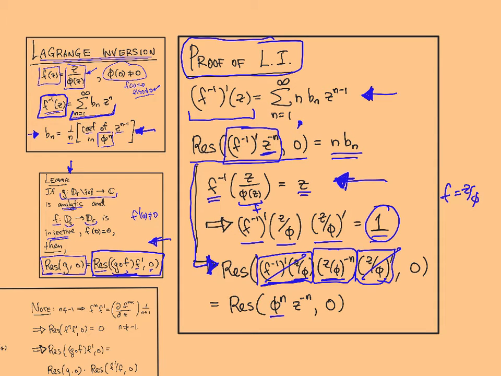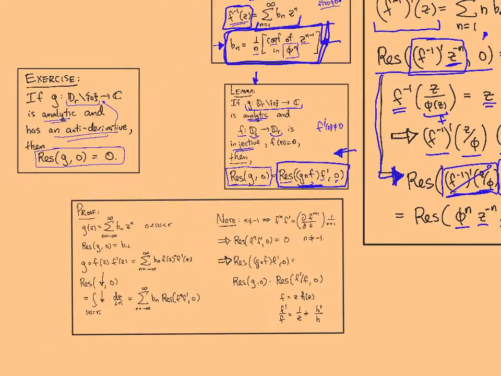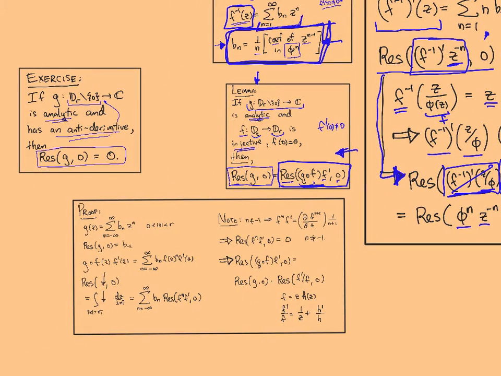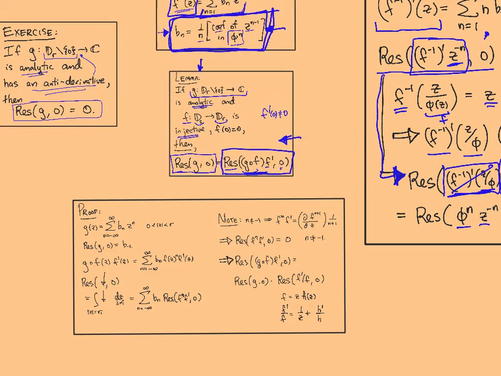which is phi to the n, z to the minus n, which gives me the z to the n minus 1 coefficient of phi to the n. And this was equal to n bn, and that's exactly what we wanted to show up here. Okay, so that's the proof of the theorem, assuming the lemma. The lemma is actually a little tricky to show, but let's see how it goes.